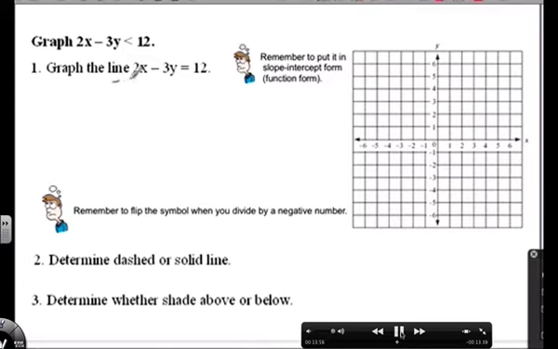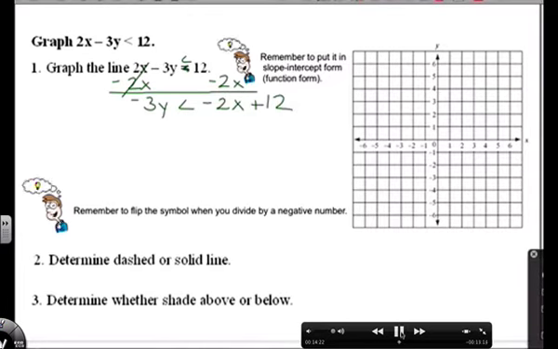So I'm going to take the 2x away from both sides. That leaves me with negative 3y, and I'm going to use that inequality symbol, is less than negative 2x plus 12. Now what would I have to do? Jay? You have to divide everything by -3. I need to divide everything by -3.